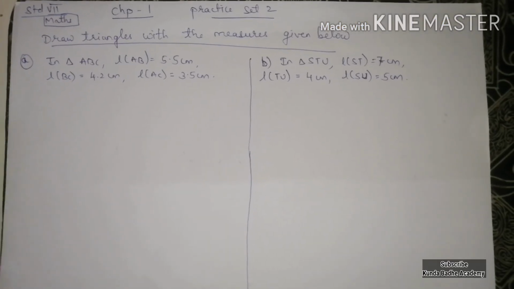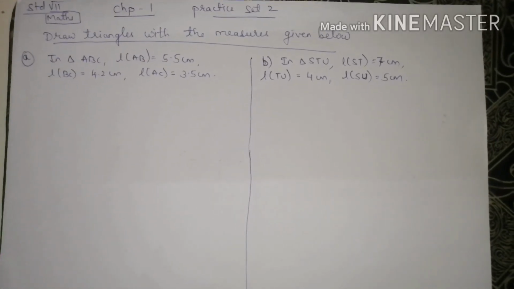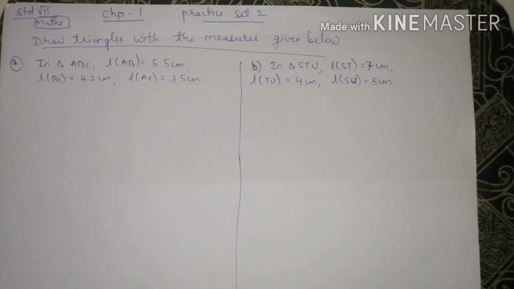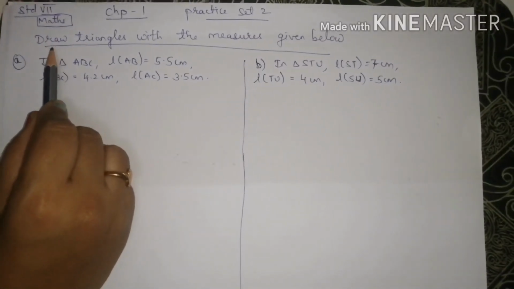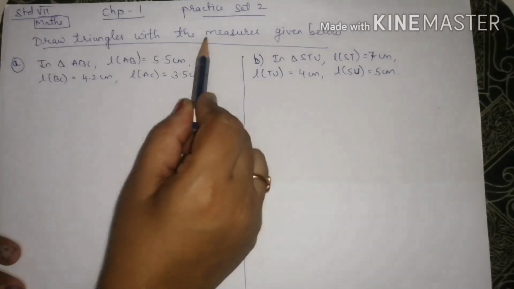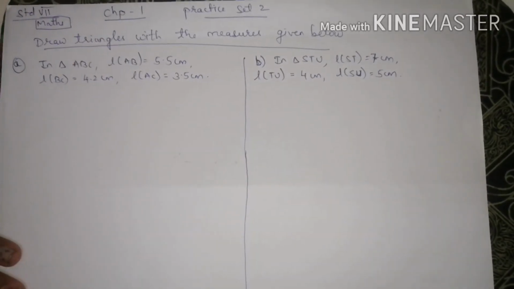Welcome students. Today let us start chapter first, practice set 2. Practice set 1 we already completed, all the questions 1 to 5. Now let's start today's practice set 2. In practice set 2 we have to learn how to draw a triangle with the measures given below. Some measures will be given to you and you have to construct a triangle.